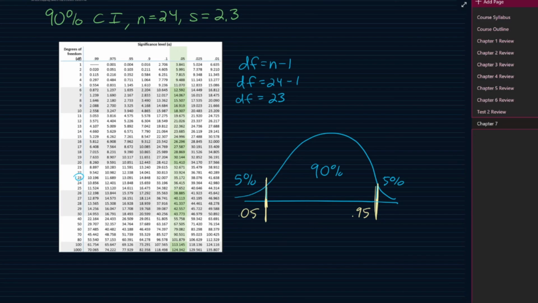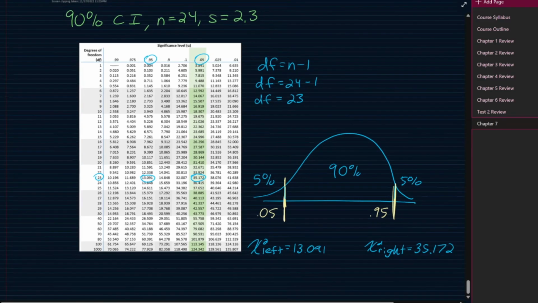So the columns we look up, this column and this column. Intersecting everything, we get these two values. That's our chi-squared left and our chi-squared right. So it seems chi-squared left in this case is 13.091. And chi-squared right is 35.172. Plug everything into the formulas, and that will be our answer.